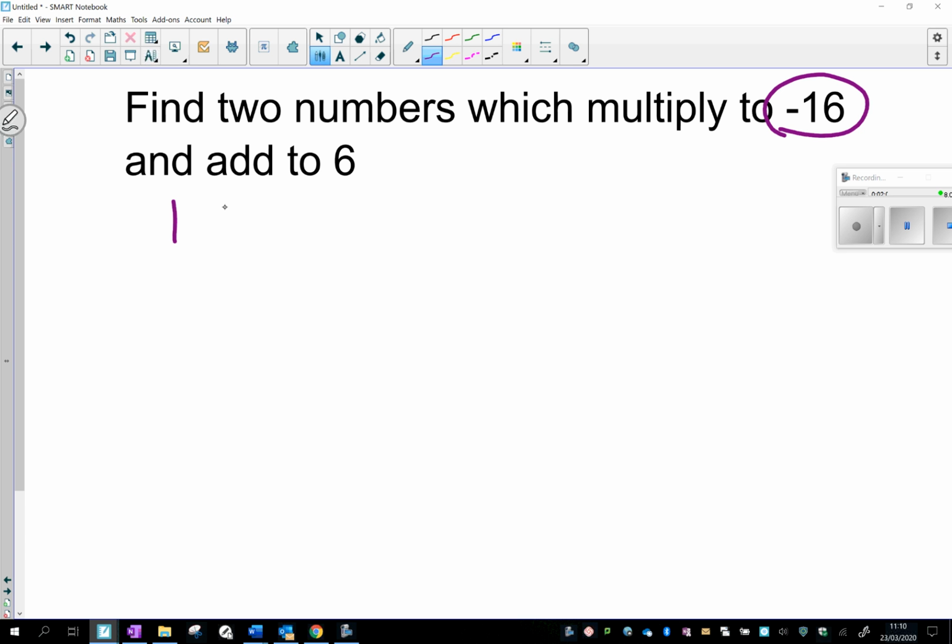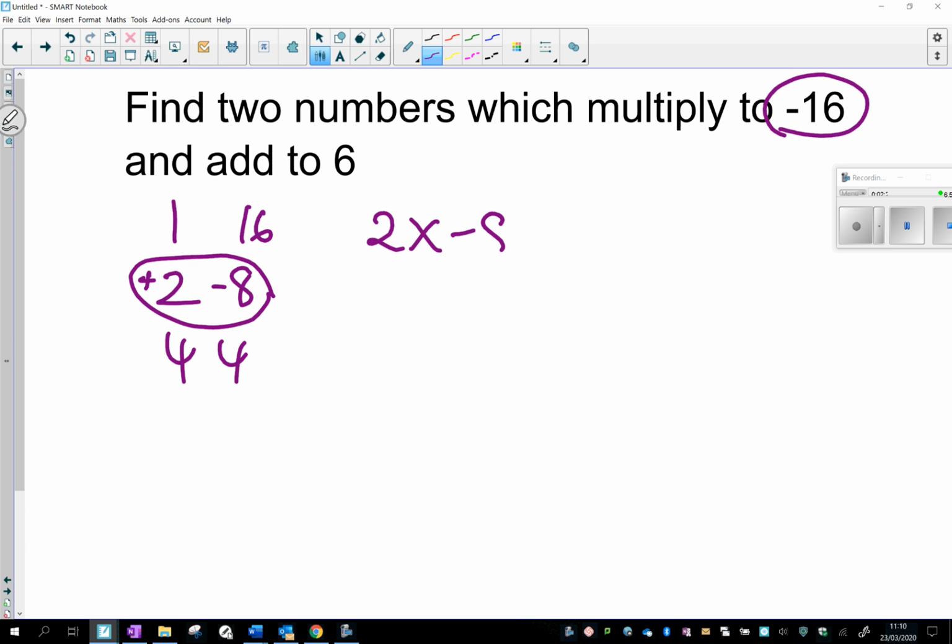So it could be 1 and 16, or it could be 2 and 8, or it could be 4 and 4. And I can quickly see that the only ones there where I can possibly make 6 are these two. Now, if I make the first one positive, okay, and the second one negative, then I'm going to be doing 2 times -8, which makes -16. That's fine, but if we do 2 add -8, then that's going to come out as -6, which isn't correct.